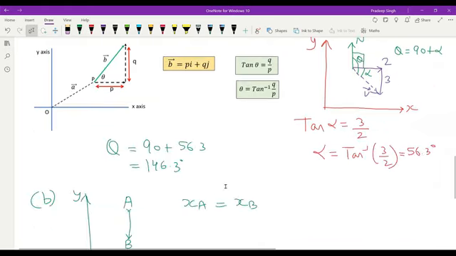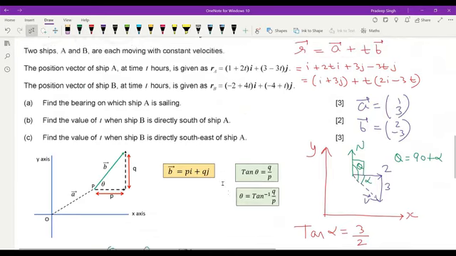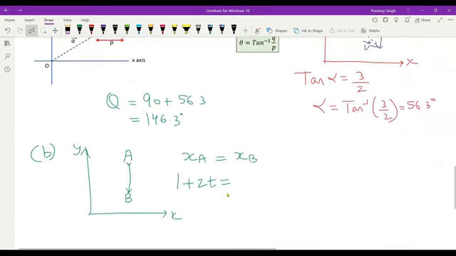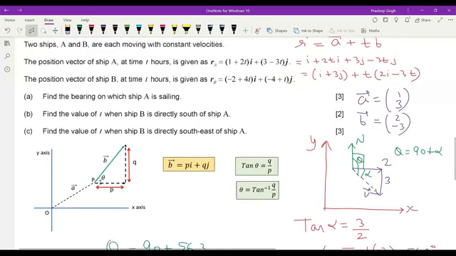1 plus 2t is the x coordinate for A, and for B, the x coordinate is minus 2 plus 4t. Let's simplify this. We'll get 2t equals 3. This implies t is equal to 3 by 2, which is equal to 1.5. Hence, the time is 1.5 hours. And that is the answer for part B.